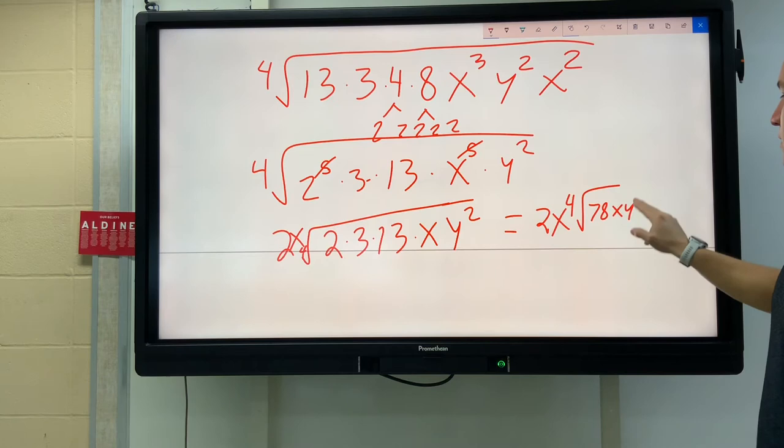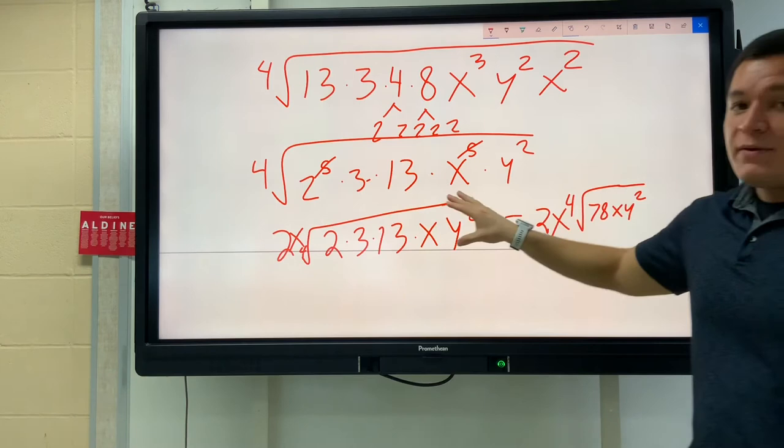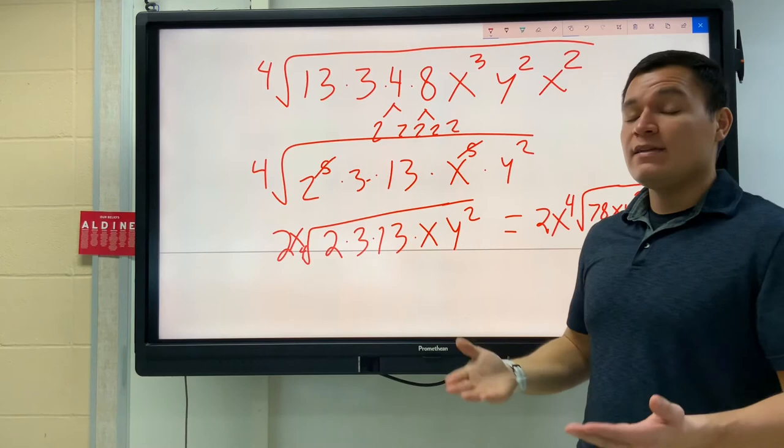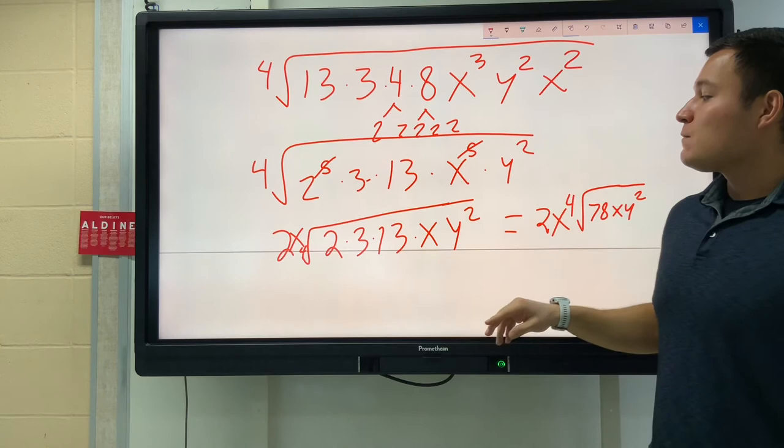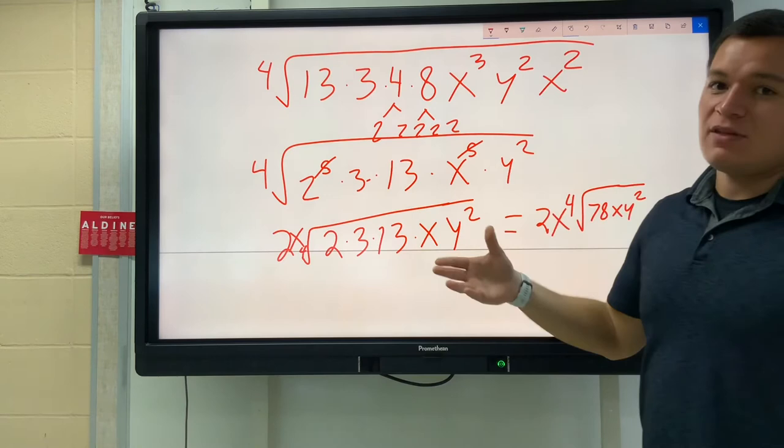Being able to do it this way without expanding the numbers might take some more practice, and maybe someday you'll get here. I did want you to know that this method exists. If you have a fourth root, that means you can take any power of 4 and pull it out as a single number. And let me just show you one more example of what would happen if you have multiple of the same thing that can come out.